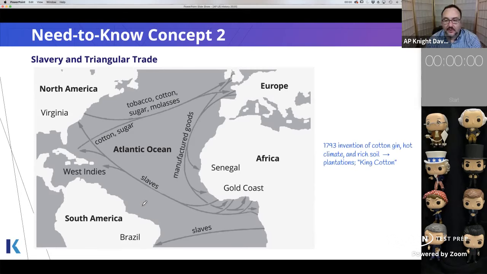In 1793, you had the invention of the cotton gin, that fertile southern land, the warm climate that lets you grow things almost all year. King Cotton becomes the driving force, and the plantation system develops. And so now all of a sudden there is a huge market, a huge need for slaves in the South, in North America. And so they start purchasing them en masse, and it completely changes the economy and everything.